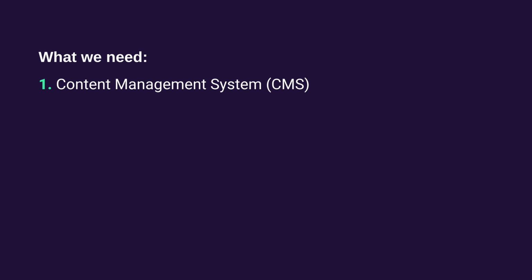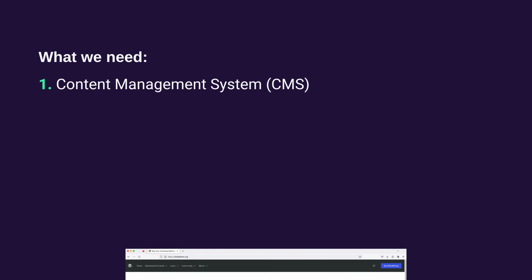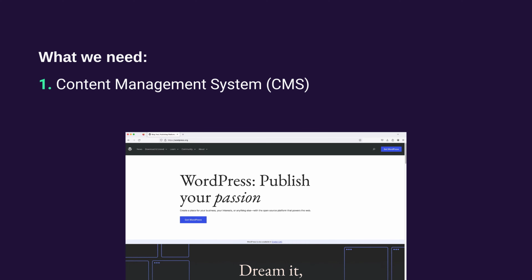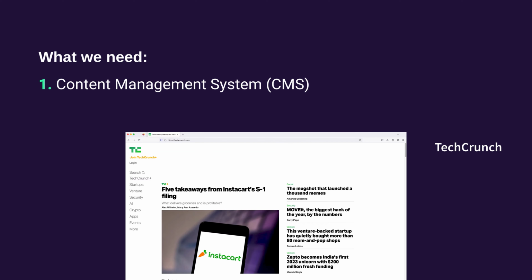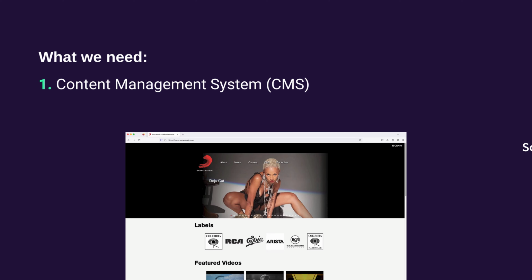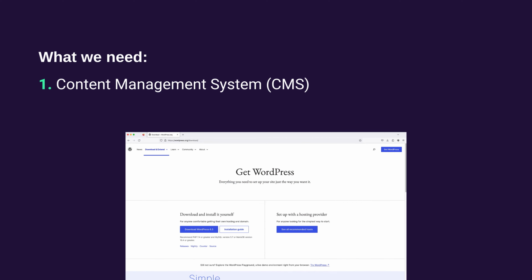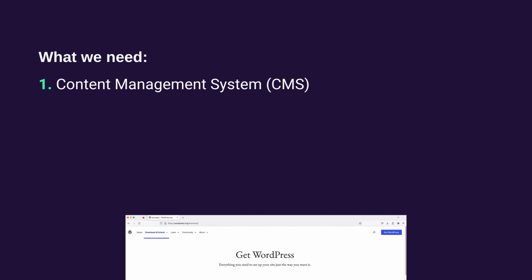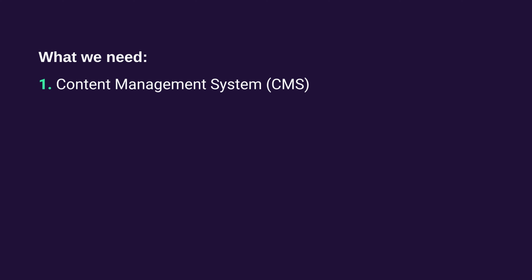Okay, so in order for us to build our website, we need three things. The first is a content management system, or CMS, and for this tutorial we're going to be using WordPress. WordPress actually powers over 40% of all websites online. It's the same platform used by companies like Forbes, TechCrunch, and Sony for their websites, and it's 100% free for us to use.